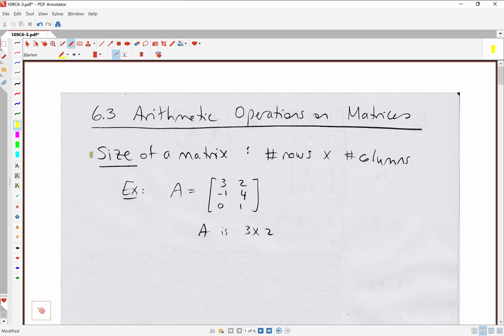So first, let's define the size of a matrix. Size is the number of rows times the number of columns. And we always say it in that order. So you talk about number of rows first, then number of columns. So for example, if you look at this matrix A that we've got in front of us, we would say, well, it's got 3 rows. Here are the different rows. And it's got 2 columns. So we would say A is 3 by 2.